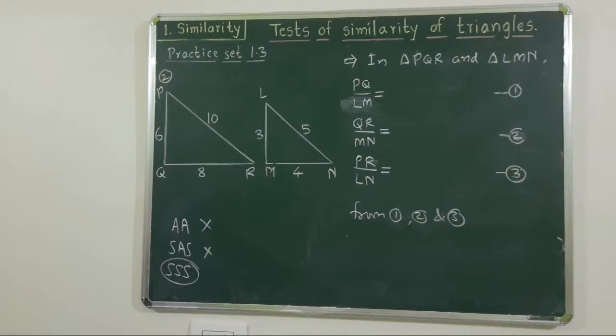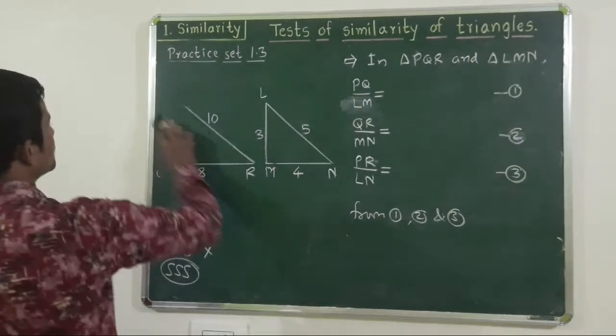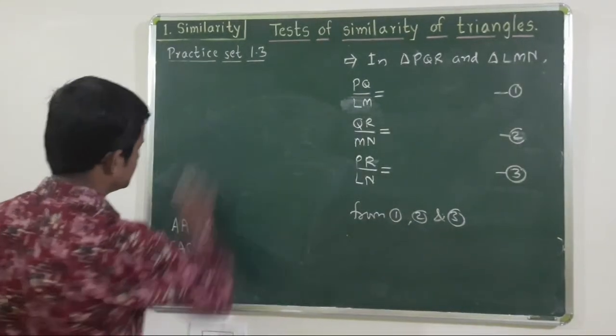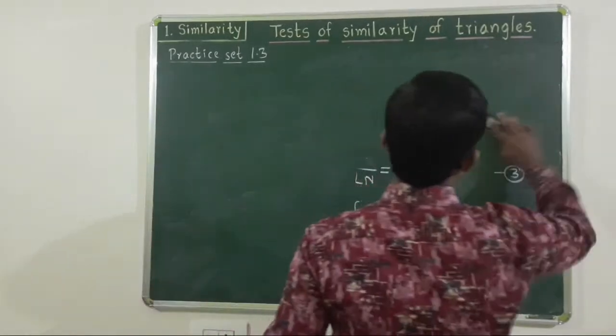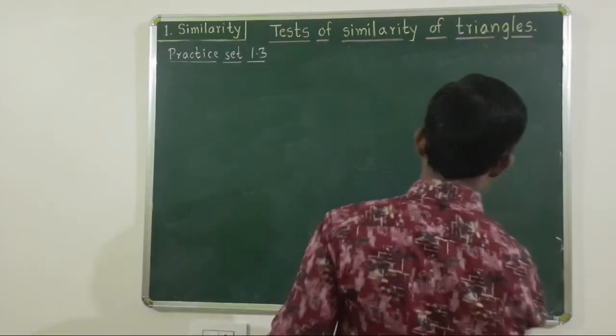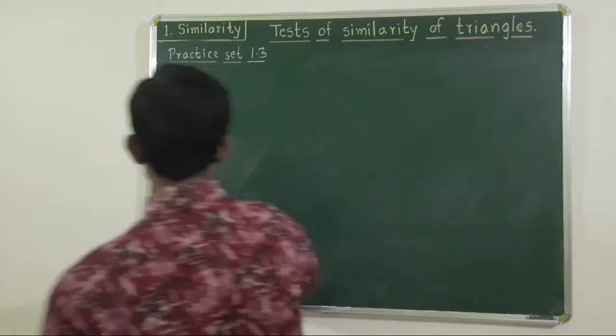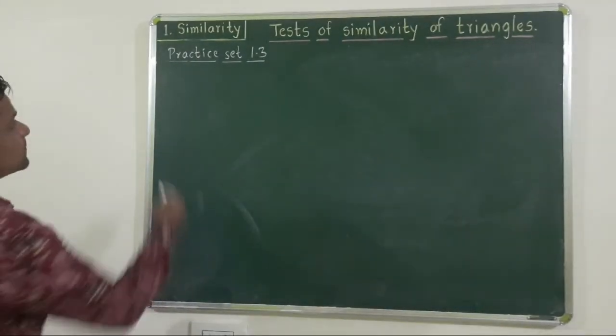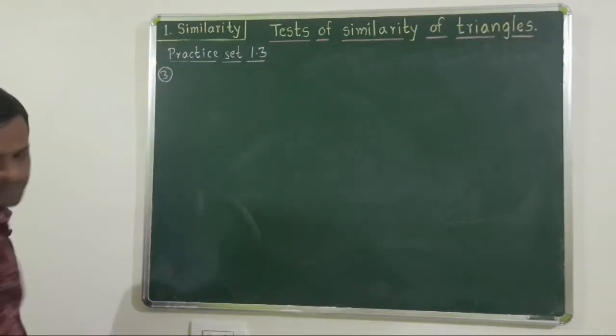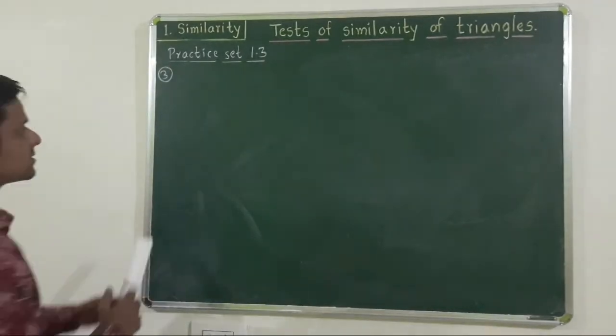You have to complete it properly. Then we'll move towards example number 3. Example number 3. Again, two triangles are given.